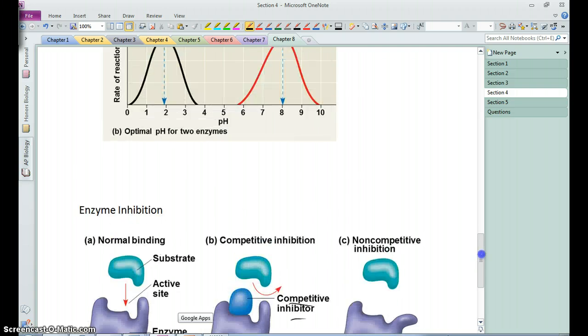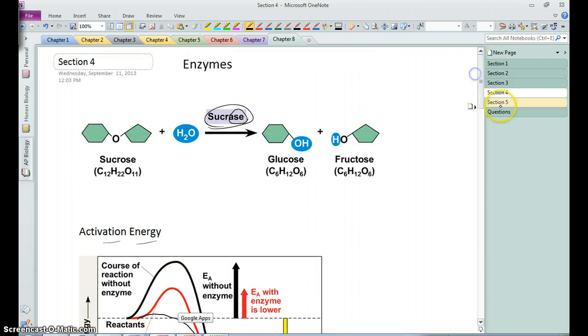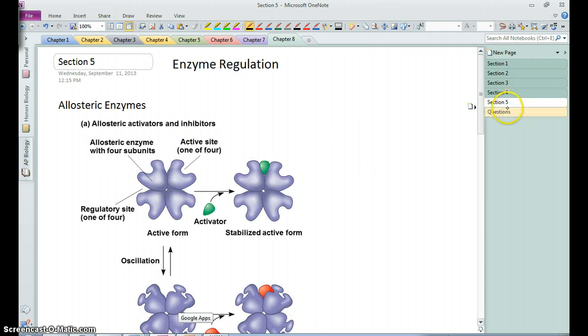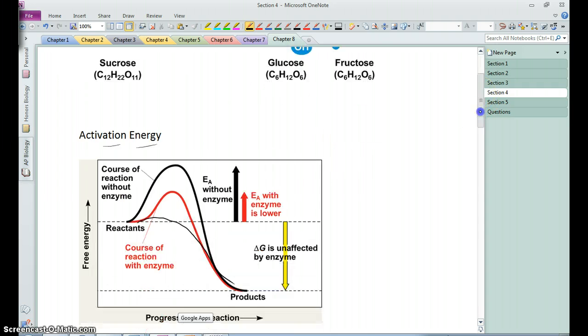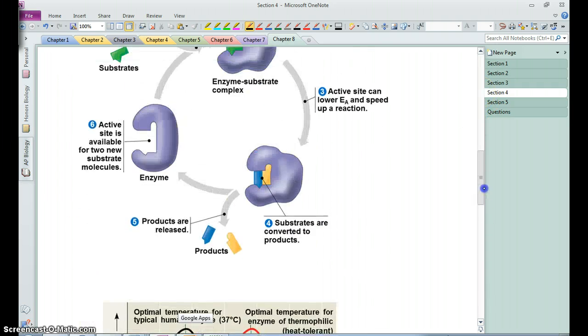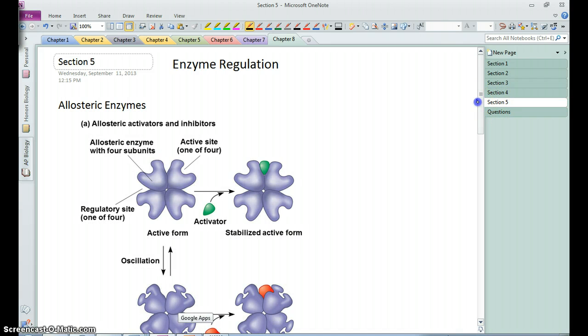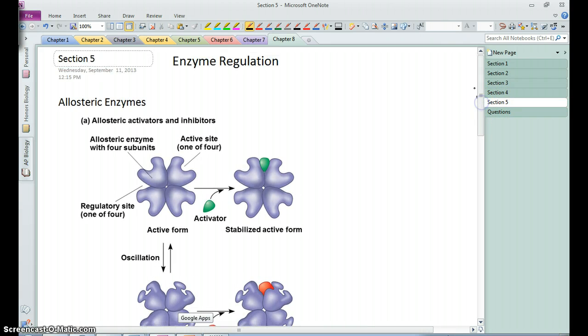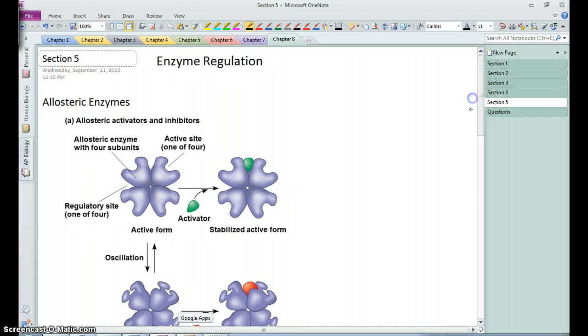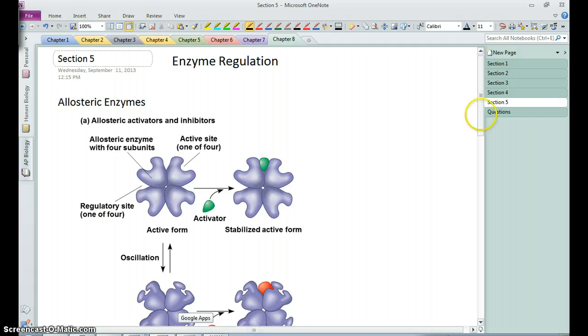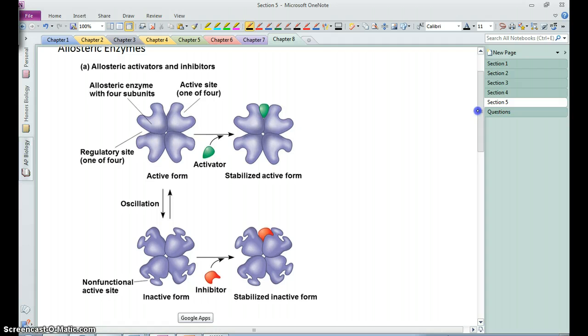Okay, so that's enzymes. Now, section 5: the regulation of enzymes. Of course, they can be regulated to a certain extent by the conditions they're in, whether or not they're going to do their job. But in some other ways, you can have what you call allosteric enzymes. Allosteric enzymes are enzymes whose shape can change. They can go from active to inactive forms.